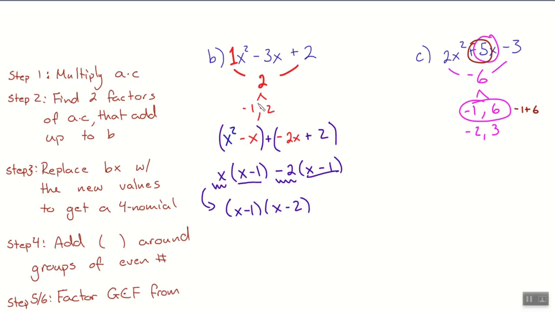On this one, they were both negative because if I made 1 positive, like hypothetically if it had been there, the product would have been -2, which was wrong. And then they would have added up to the wrong thing as well.